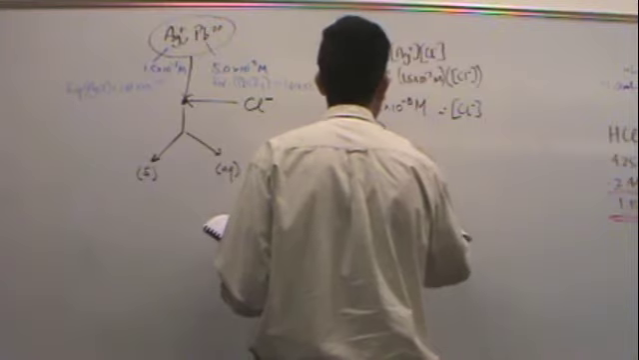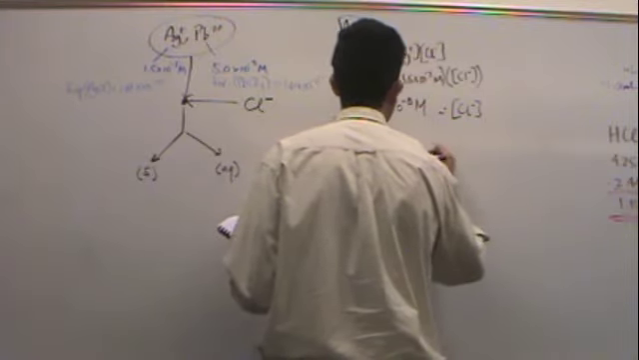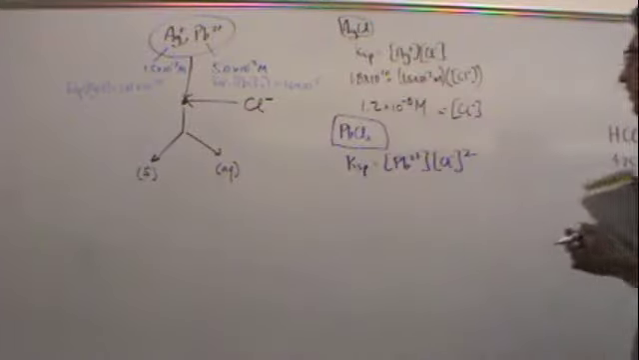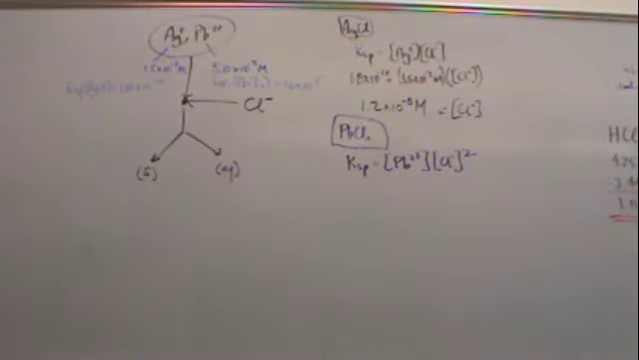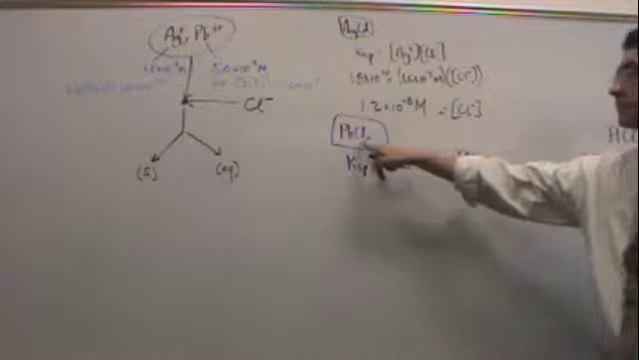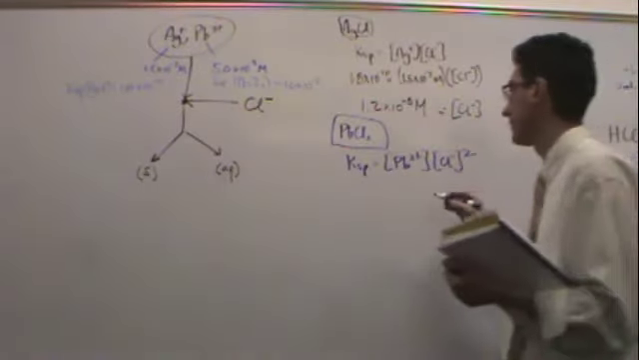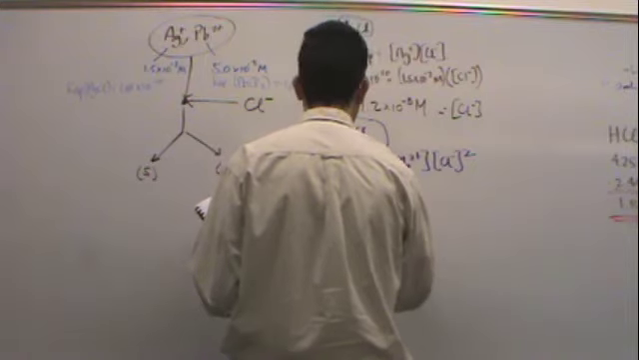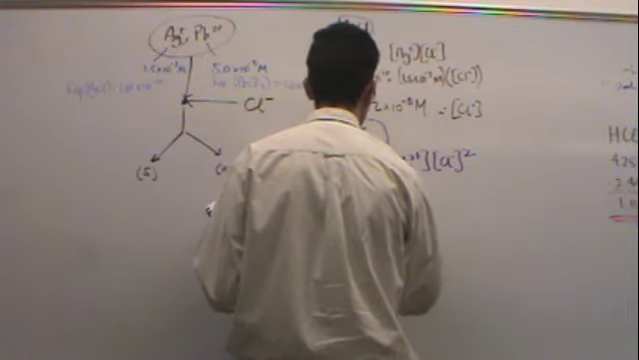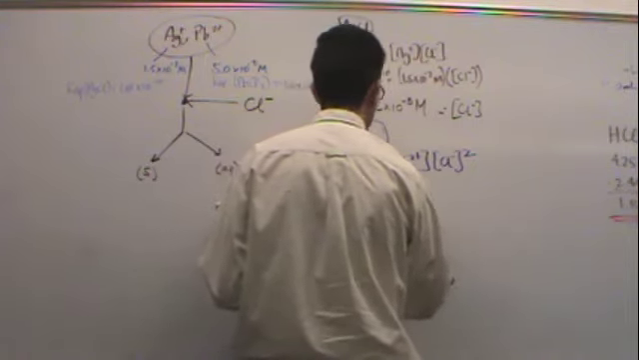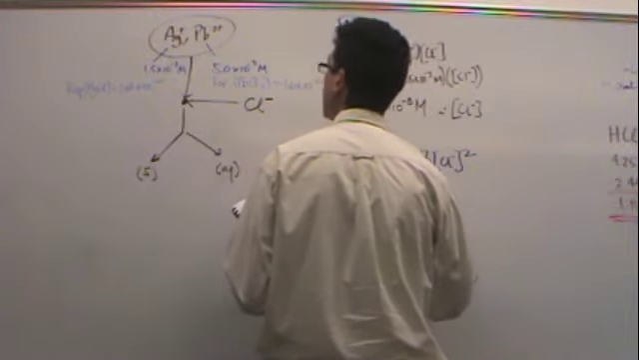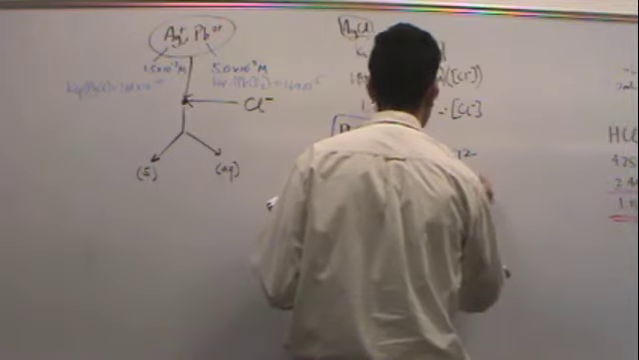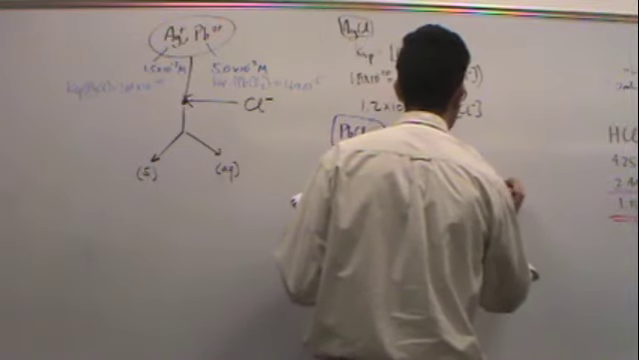Remember, for precipitation, this is squared, because there are 2 of them. So this is 1.6 times 10 to the minus 5. That equals the lead concentration. That's also given, 5.0 times 10 to the minus 3 molar. I don't know the chloride ion concentration.